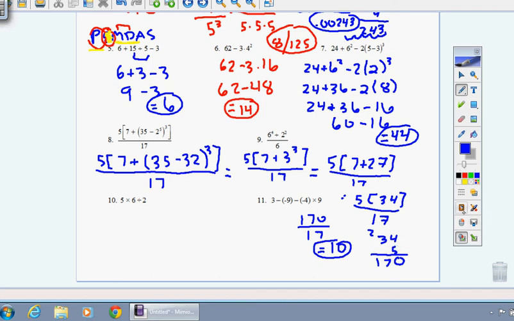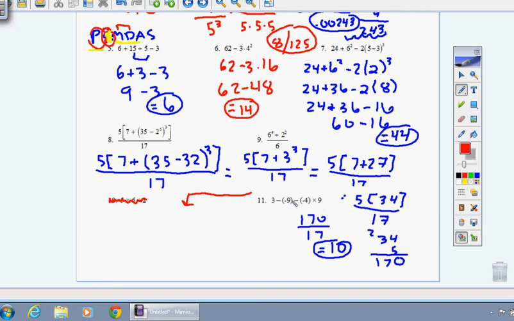Alright, so what I want to do now is I actually want to do this number 11. I know I kind of wrote in their space, so we're going to work on number 11 over here. Let me cross off number 10 here so we don't get confused. So anytime I'm working with negative numbers in order of operations, let's deal with the signs first.